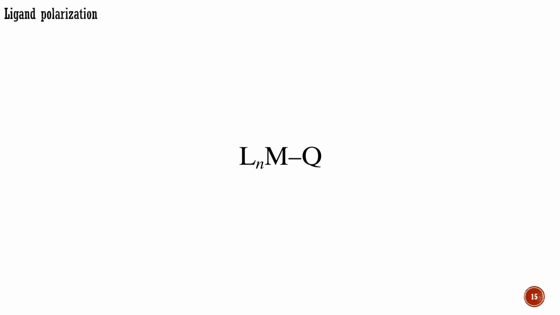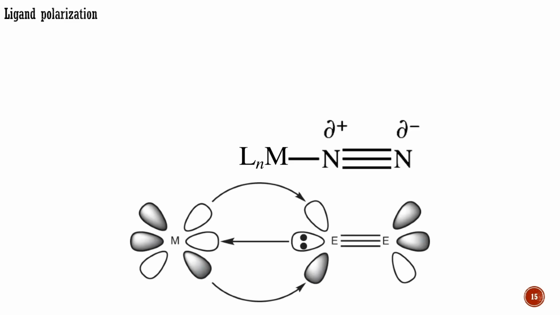Sigma donation from the ligand to the metal usually depletes the electron density on the ligand donor atom, while pi back donation from the metal can raise the electron density on remote atoms in the Q ligand. A good example is molecular nitrogen, where the free ligand is nonpolar and notoriously unreactive. In the nitrogen complex, sigma donation to the metal comes from a lone pair on the nitrogen atom on the left. The back bonding from the metal goes into a pi antibonding orbital of molecular nitrogen.